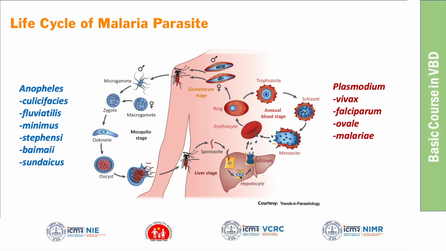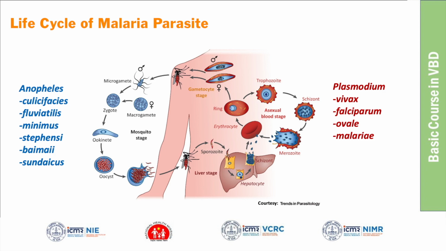So this is the life cycle of the Plasmodium parasite. There are 4 human parasites: Plasmodium vivax, Plasmodium falciparum, Plasmodium ovale, Plasmodium malariae. Plasmodium falciparum causes complicated malaria. Plasmodium vivax and ovale have relapses. Plasmodium malariae tends to cause a chronic infection. And Plasmodium falciparum and vivax, these two are by far the common species.